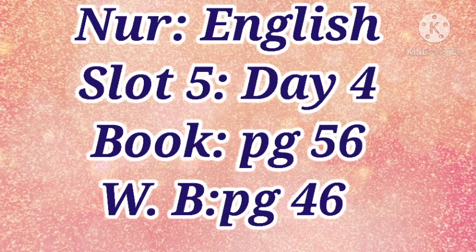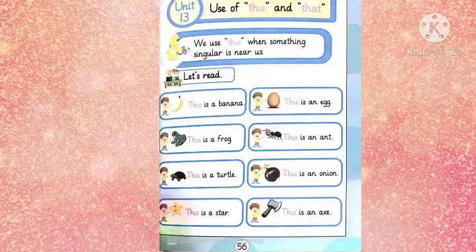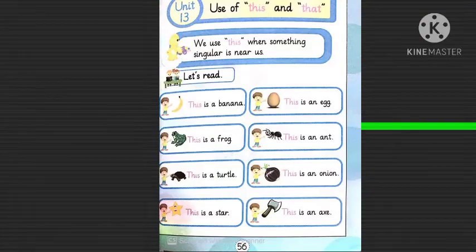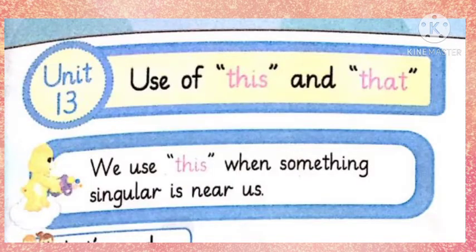Today we are going to do English task of day 4. We are going to read book page number 56 and we will write on workbook page number 46. So let's open your English reading book. Open page number 56. We are going to read the concept of this and that, how to use this.